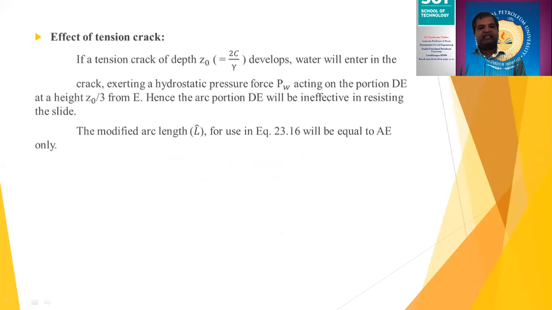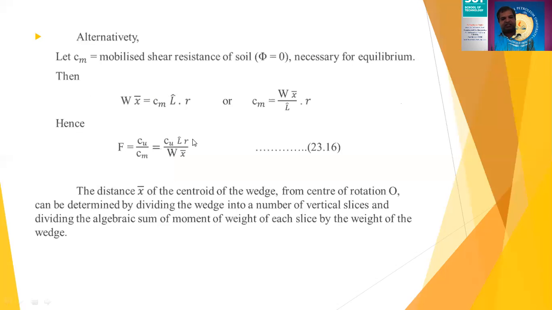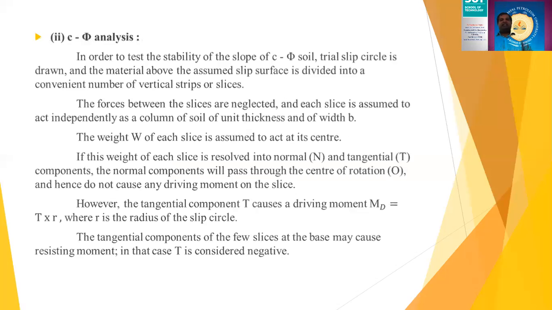However, the analysis will stay the same even in this case, because the tension crack will not hamper the overall failure of the slope. So the modified arc is similar to what we derived in equation number 23.16, with respect to mobilized cohesion, because when the slope is on the verge of failure, it will actually be mobilized. So the equation will remain the same. This is the analysis in the case of cohesive soil.